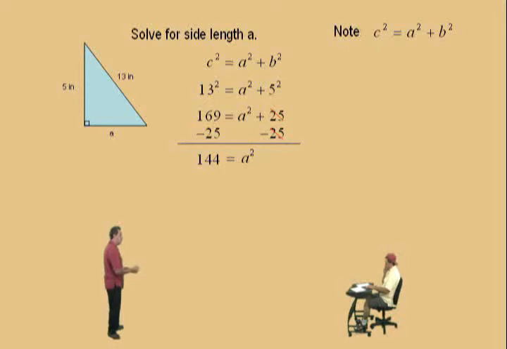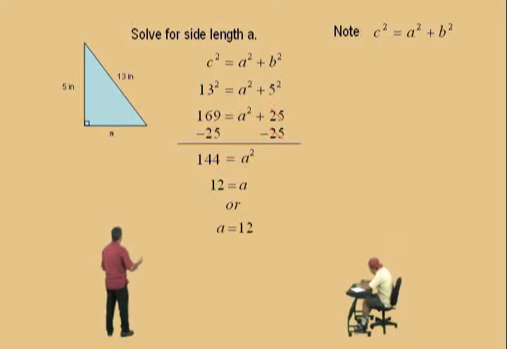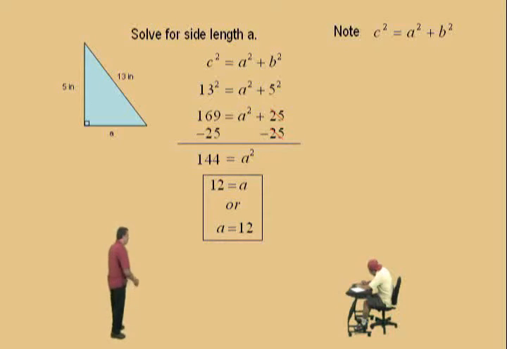So, Charlie, what number do you square to get 144? 12. That's right. So 12 should equal A. Well, if 12 equals A, that means A equals 12. And so that's our missing side length. And you can see, if you take 12 squared, which is 144, plus 5 squared, which is 25, you'll get 169. And if you take the square root of 169, you get 13. So the theorem does work. That's a tough problem there, right? Okay, we're going to do more of those later.